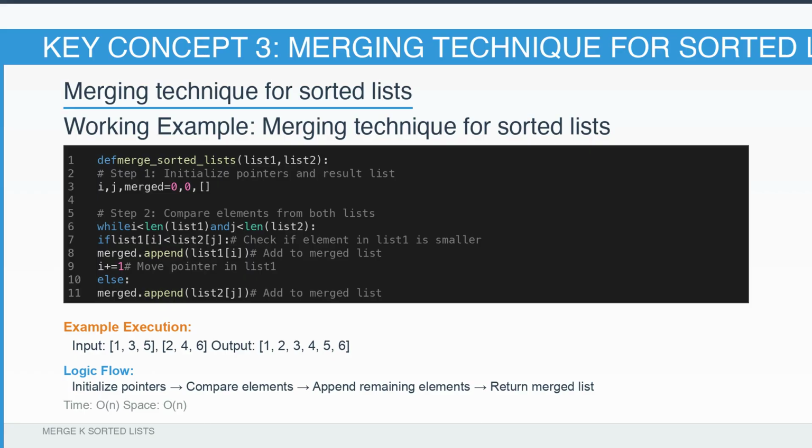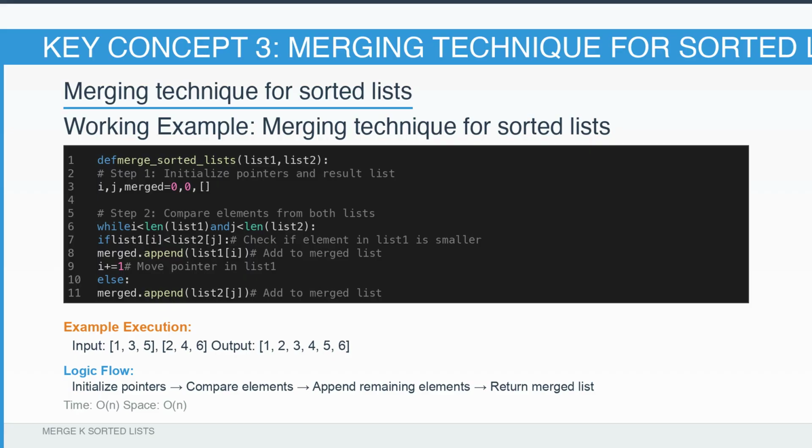If the current element in list 1 is smaller than the one in list 2, we add it to merged and move the pointer i forward. Otherwise, we add the element from list 2 and move j. Once we finish comparing elements, we have to handle any leftovers. The next two while loops do just that.